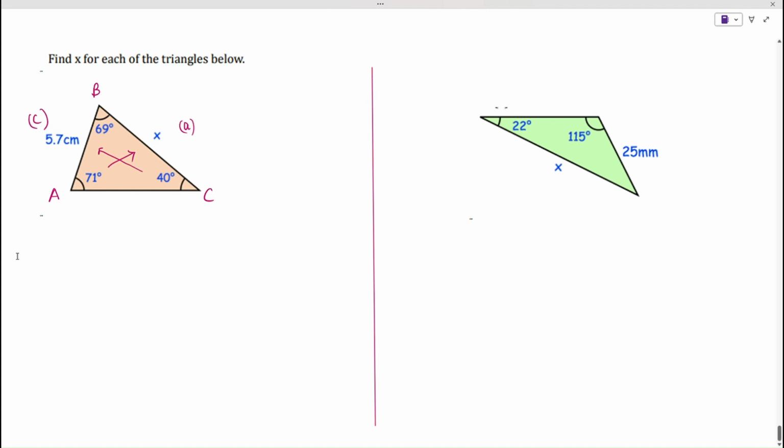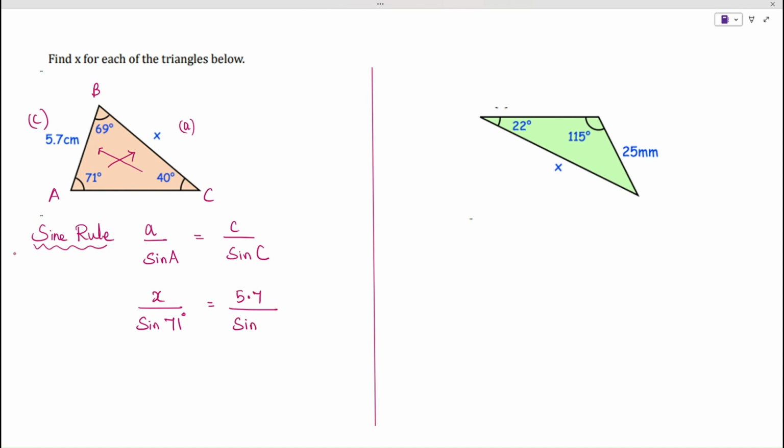So here we can write out the sine rule as a over sine A is equal to c over sine C. And we can substitute our values. So we get x over sine 71 is equal to 5.7 over sine 40.